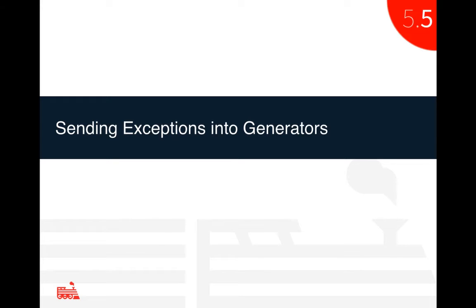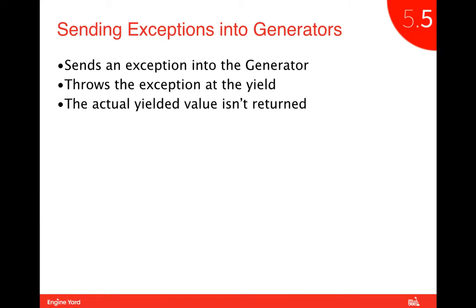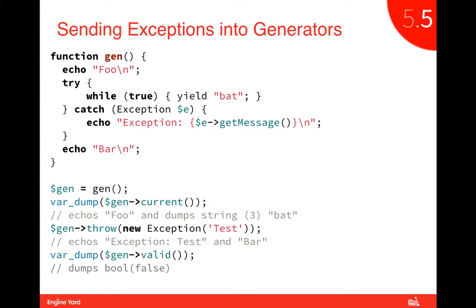So one more thing you can do is you can send exceptions into the generator. Basically, the exception happens at the point of the yield. The actual yielded value is not returned, that is important. What that means is, if you were to throw it into a for loop, it would actually be an infinite loop. But if we instead pass an exception into it, then we can bail out of it.